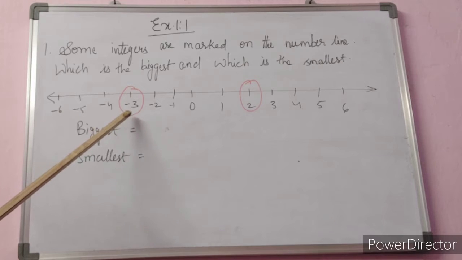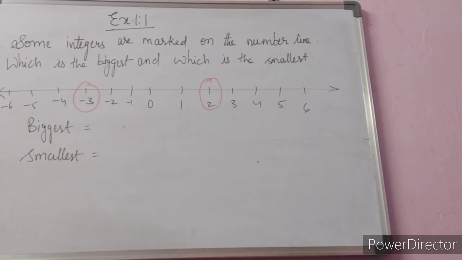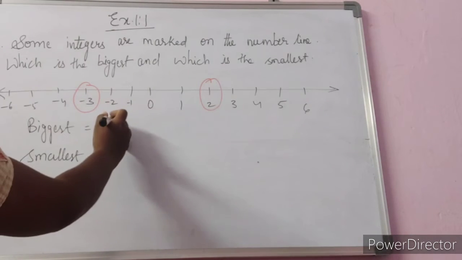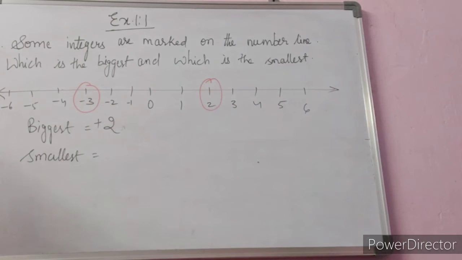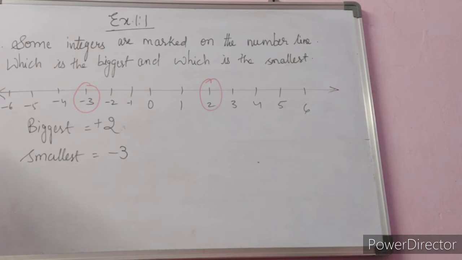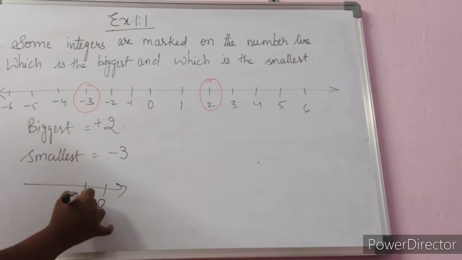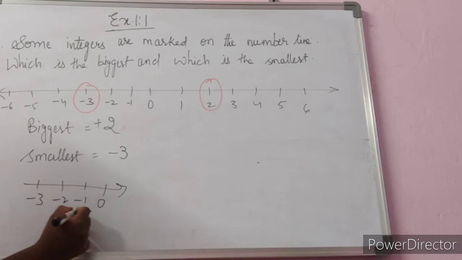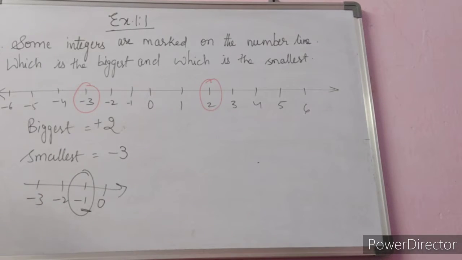So here the marked ones are -3 and 2. We will get the biggest number among these as 2 because this is the positive side. Now -3 is the smallest one. If we check on the number line, -1, -2, -3, this -1 is the biggest number among all the minus numbers. If the question is which is the biggest and which is the smallest number on this number line, we can say -1 is the biggest one, -3 is the smallest one.